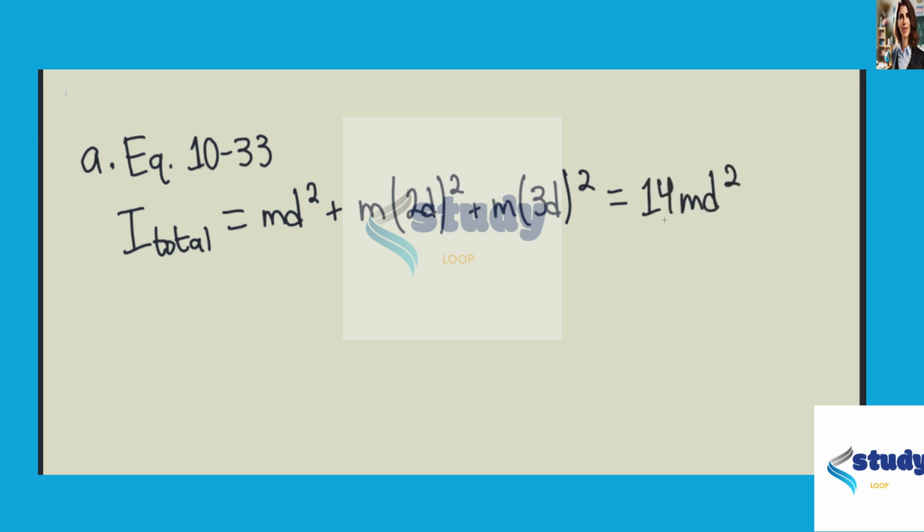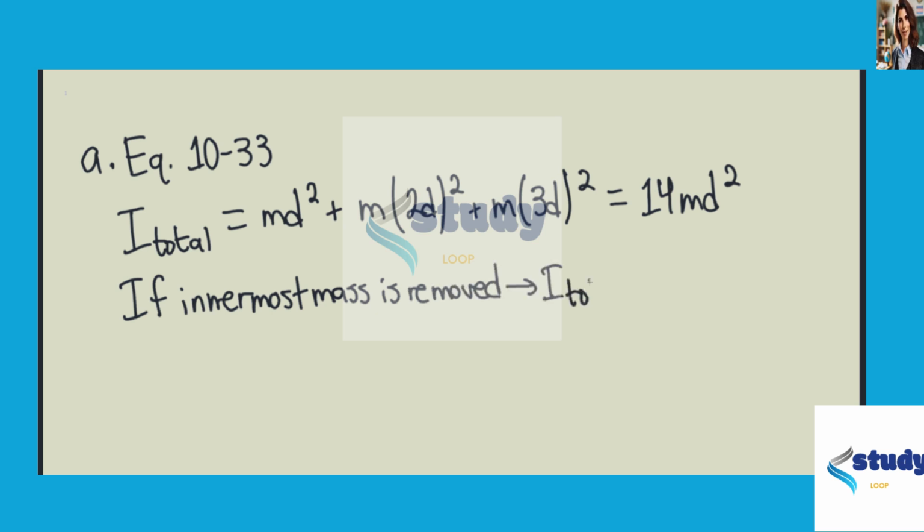Now, if the innermost one is removed, then essentially we would only have the last two terms. So if the innermost mass is removed, I total would then simply be equal to (2m)(d) quantity squared plus (3m)(d) quantity squared, and that would only be equal to 13 md squared.